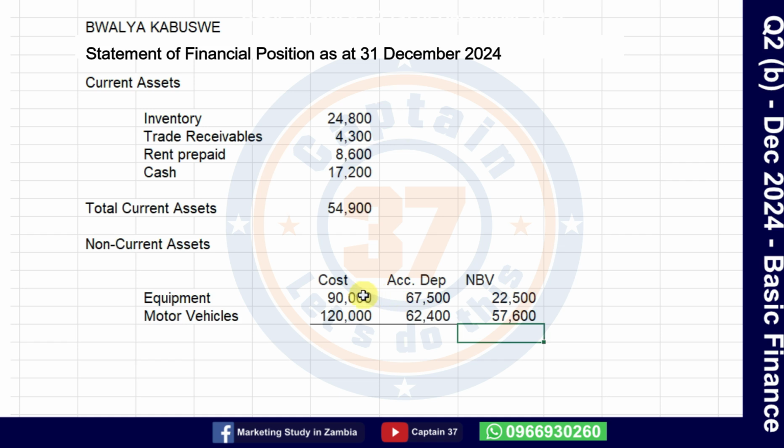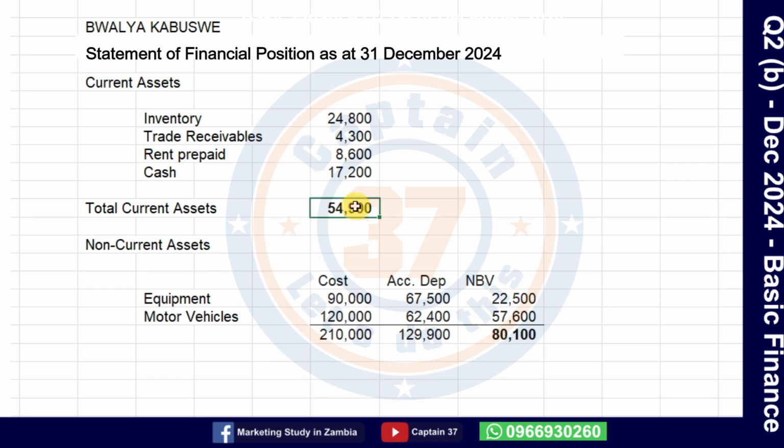57,600. So let's just give these their totals. That's the total for that one, 210,000, and this is the total for this, 129,900, and the total for this is 80,100. This 80,100 is the value for our non-current assets, and the value for current assets is this one.